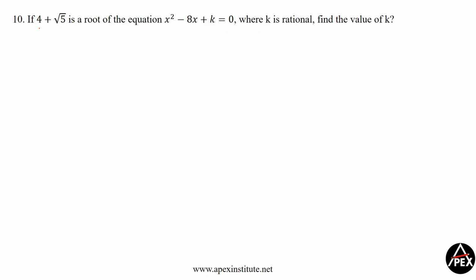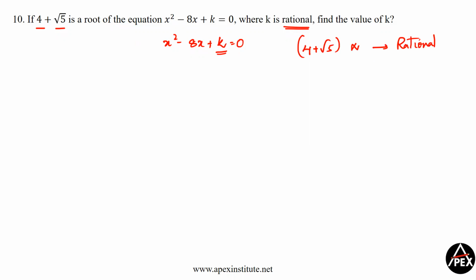So in this question, it is given that 4 plus root 5 is a root of the equation x square minus 8x plus k is equal to 0, where k is a rational number. Find the value of k. Now 4 plus root 5 is a root of this equation, and it is given that k is a rational number. So the product of two roots: 4 plus root 5 into the other root, let us say alpha, is a rational number.